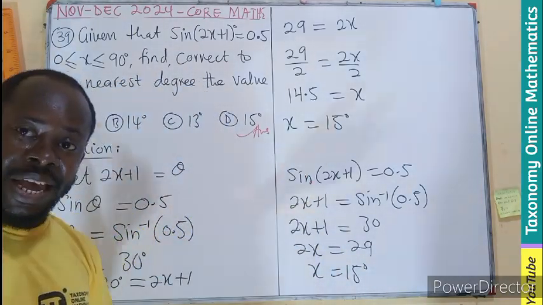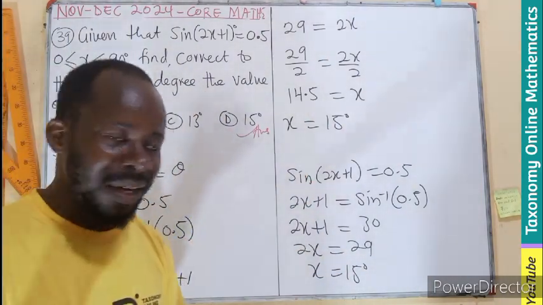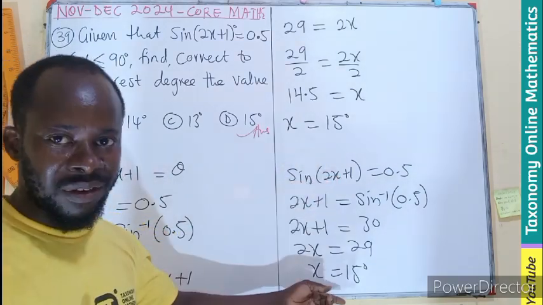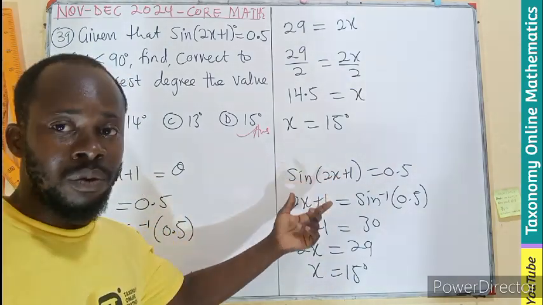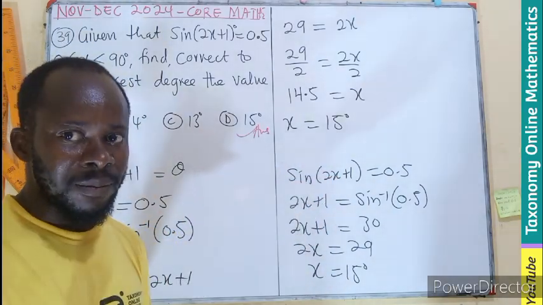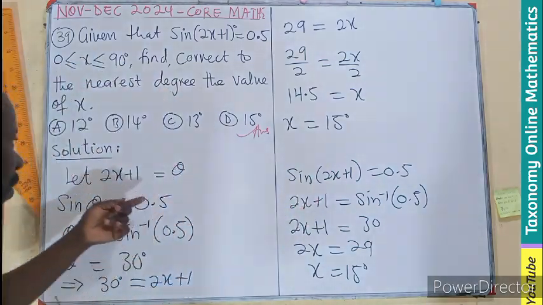15. You can go the same way, but I want you to understand why we are able to do this, leaving the 2x + 1, not thinking of expanding it. Do you get it? Because it is just representing a particular angle.